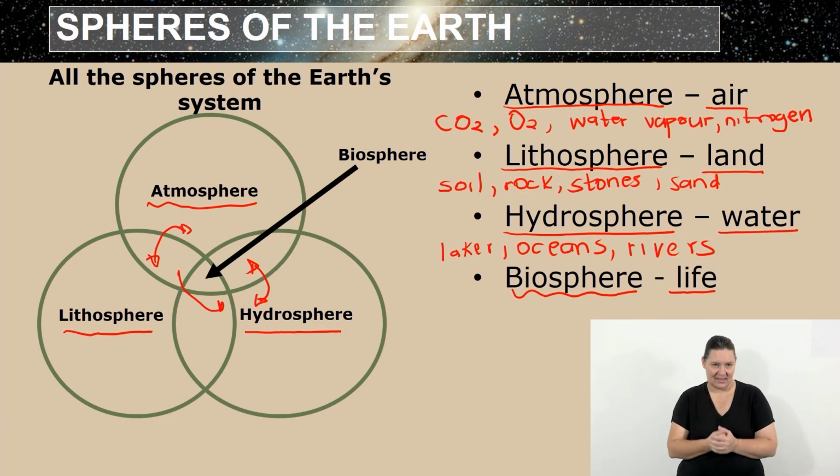And the life on Earth consists of all living things. This is where we find plants, animals, human beings, as well as microorganisms. We'll look at some of the spheres in more detail as we go on. Okay. Now, let us see if you have understood the spheres of the Earth, and let us look at a little bit of an activity.